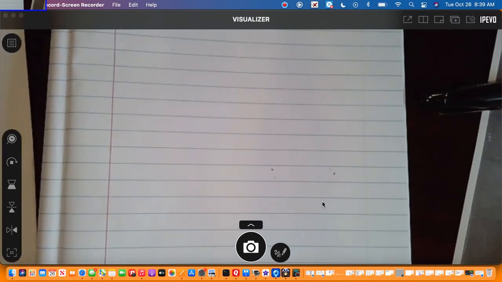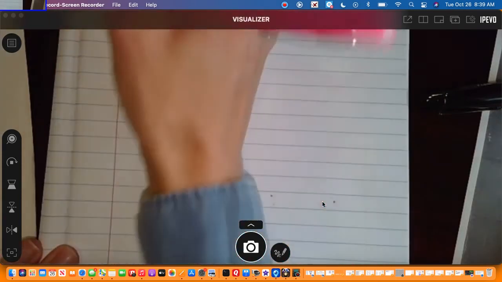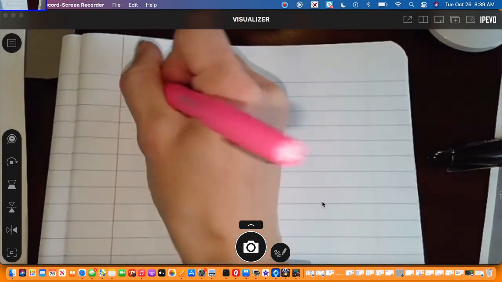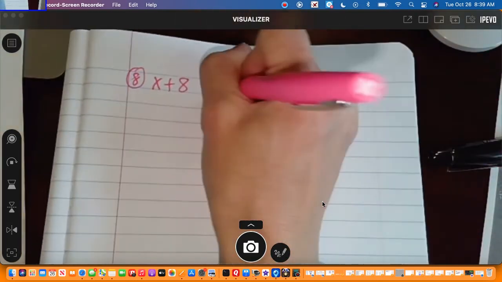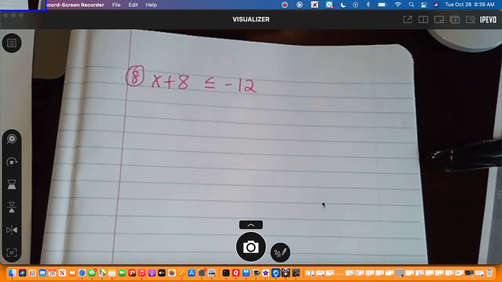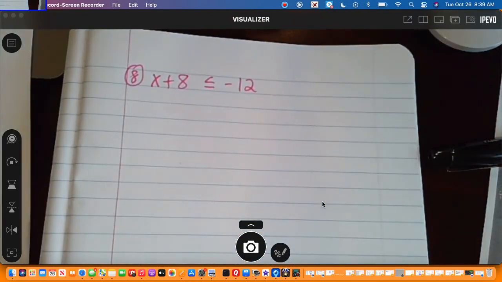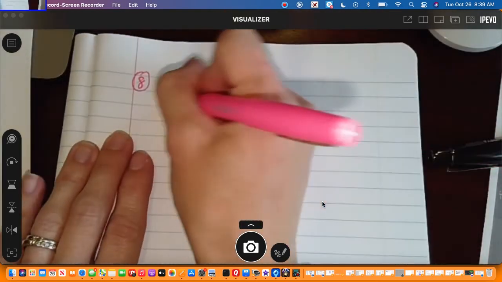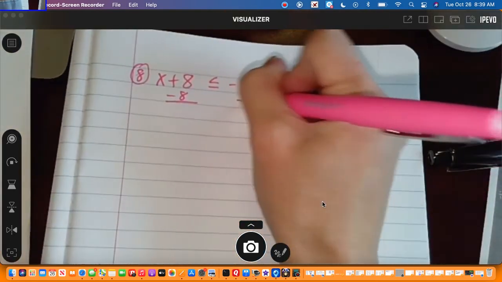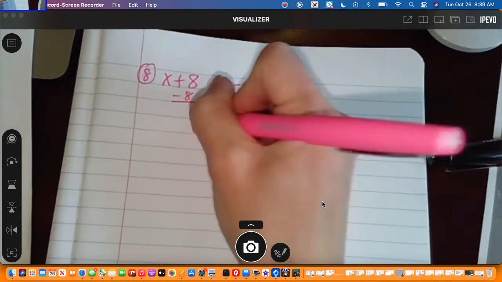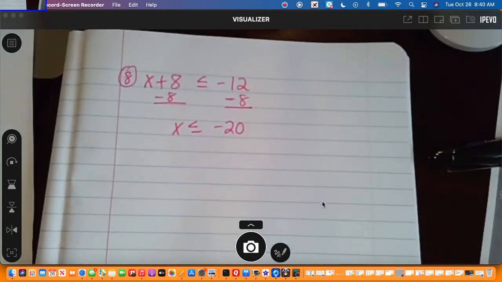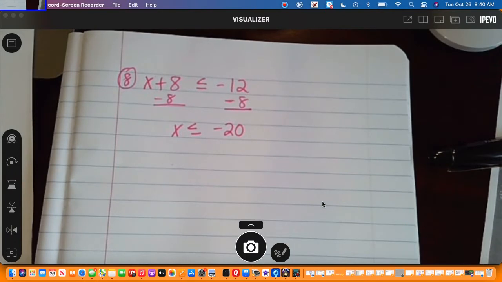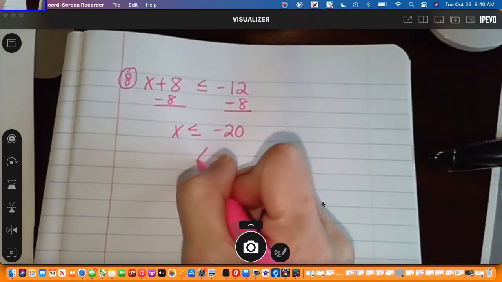Number 8. There's one like number 8 on there. It says x plus 8 is less than or equal to -12. How do you solve this one? You subtract 8. See how this one was different than the last one? The last one we add, this one we're subtracting. So I get x is less than or equal to -20. That's half my points. My other half will be my graph because it says to graph.